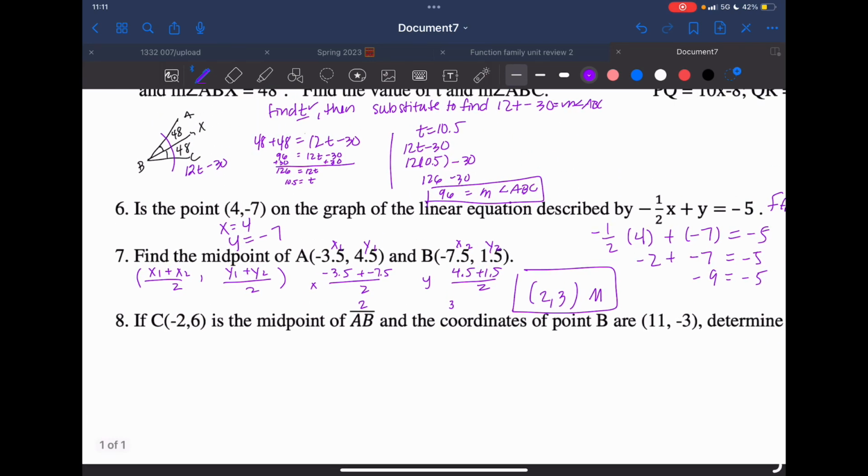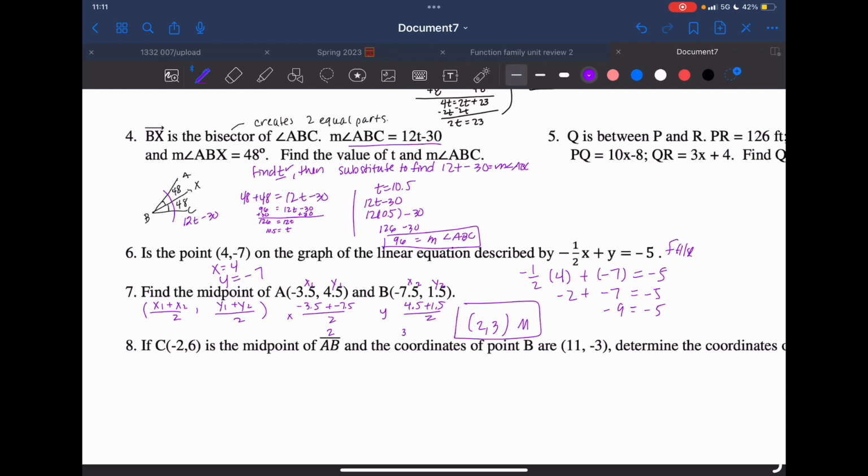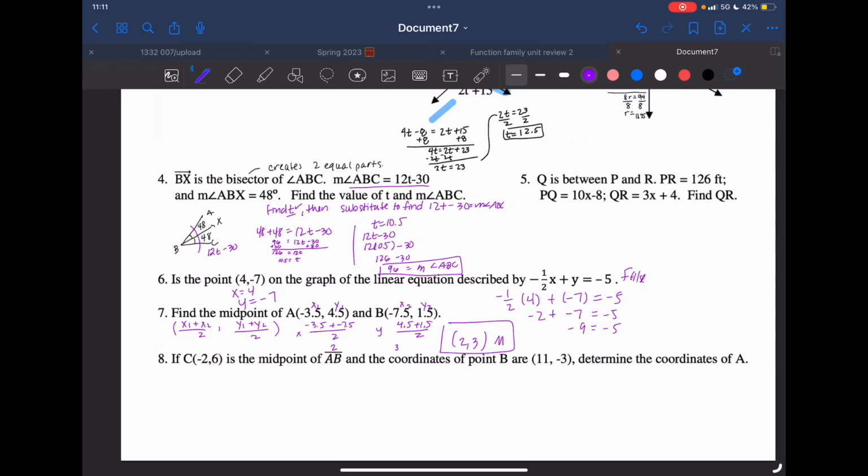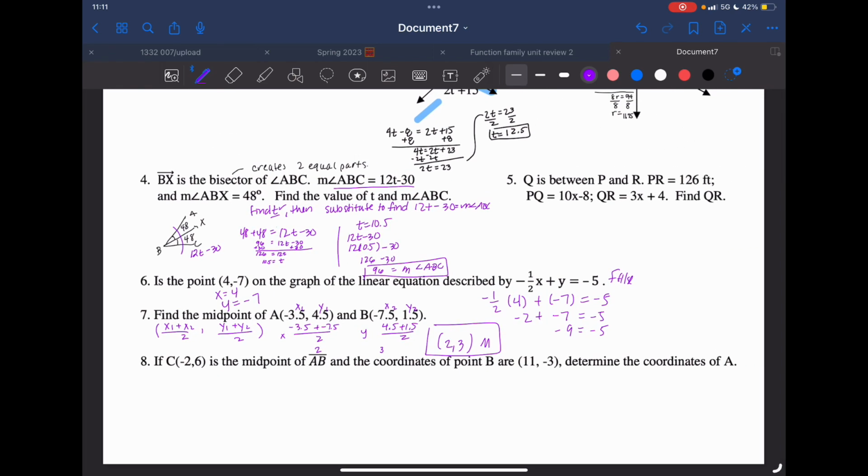And then lastly, it says if C, negative 2, 6 is the midpoint of AB, and the coordinates of B are 11, negative 3, determine the coordinates of A. Okay, so here's how we draw this. This is A, this is C, and this is B. So point B is going to be 11, negative 3, and C is negative 2, 6. So we're looking for x1, y1. So we're going to have to set this up.